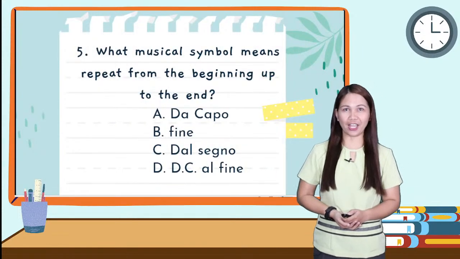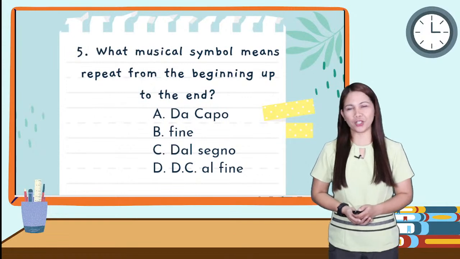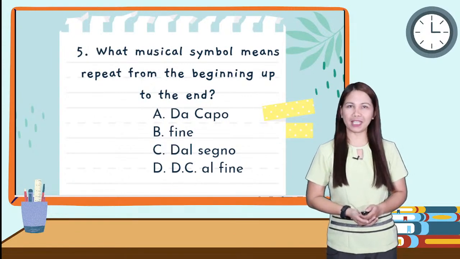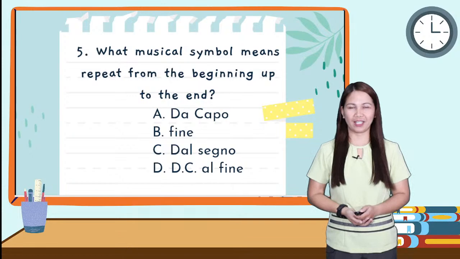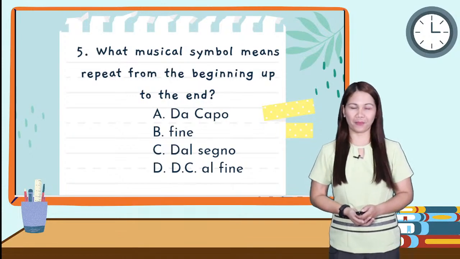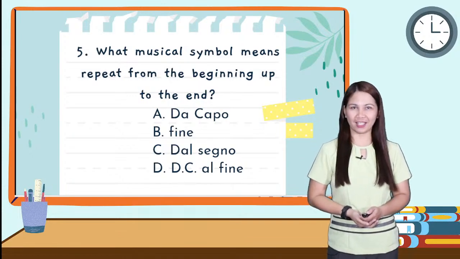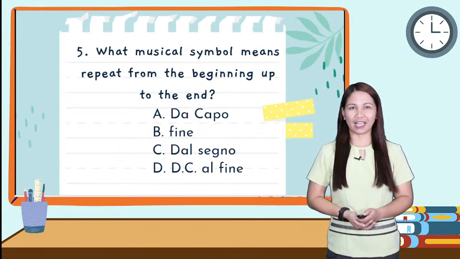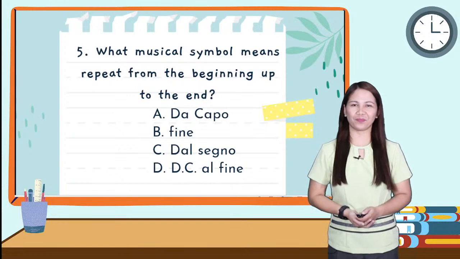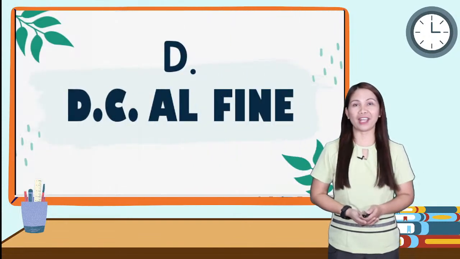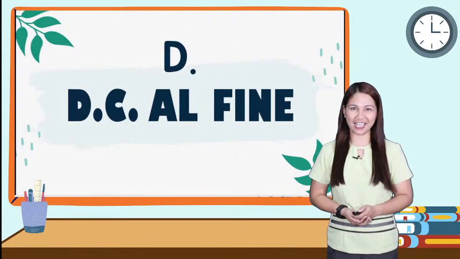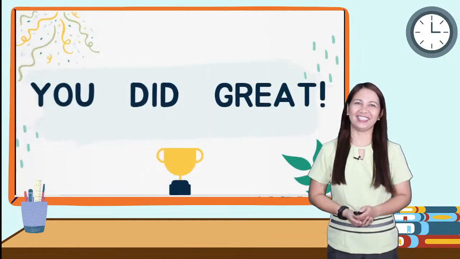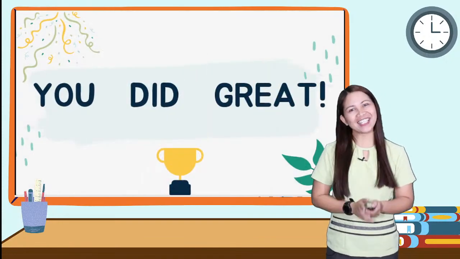And for number 5, what musical symbol means repeat from the beginning up to the end? Is it A, da capo, B, fine, C, dal segno, and D, da capo al fine? And of course, the correct answer is letter D, DC al fine. Great job, kids!